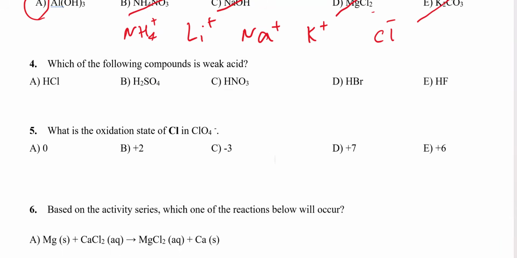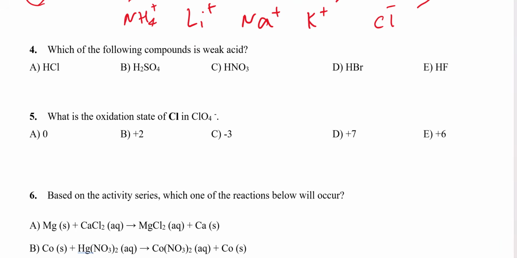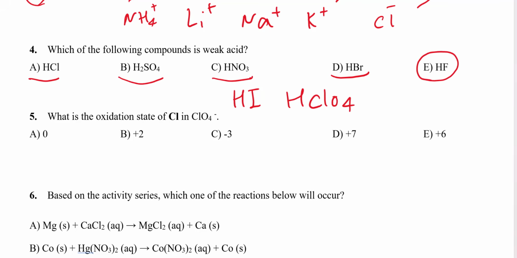For question 4, we would like to know which of the following compounds is a weak acid. HCl is strong, H2SO4 sulfuric acid is strong, nitric acid is strong, HBr is strong. In addition to these 4 strong acids, we also have hydroiodic acid, HI, and perchloric acid, HClO4. Any acid except these 6 acids is a weak acid. So HF is the answer in this question. It is a weak acid.